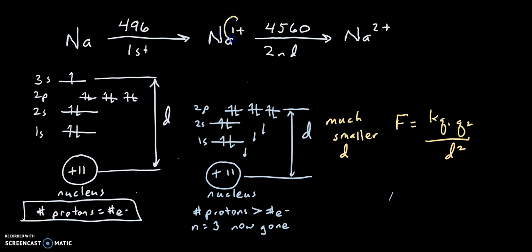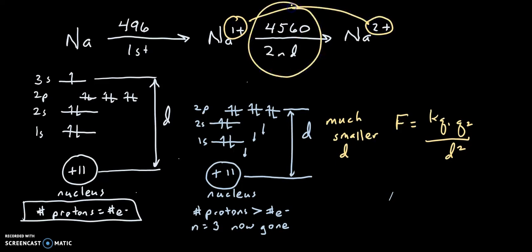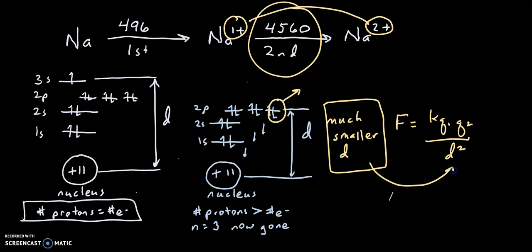So to go from sodium 1+ all the way up to sodium 2+ for the second ionization energy, you see this big jump in energy. It's because we're now trying to extract a single electron from energy level 2. Energy level 2 is closer to the nucleus, so we have a much smaller distance between the nucleus and the outermost electrons. That smaller distance tells us that according to Coulomb's law, the force of attraction between the nucleus and outermost electrons will increase, and we see a significant change in the amount of energy required to remove this electron and go from a 1+ to 2+ sodium ion.